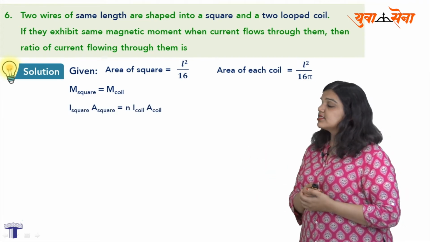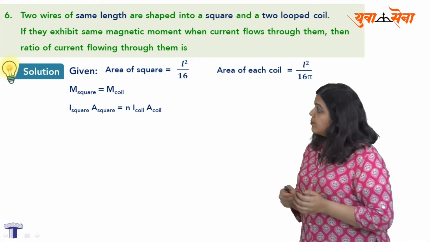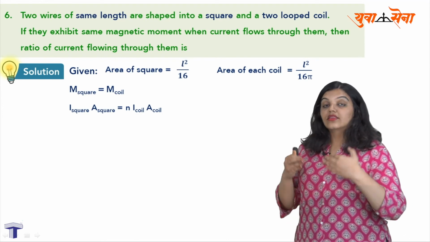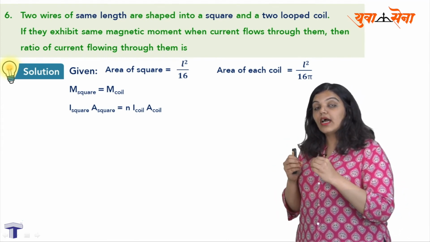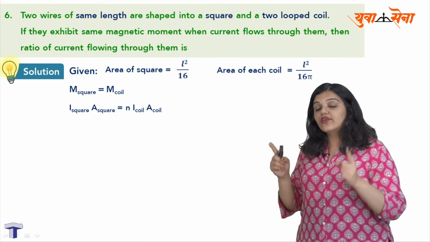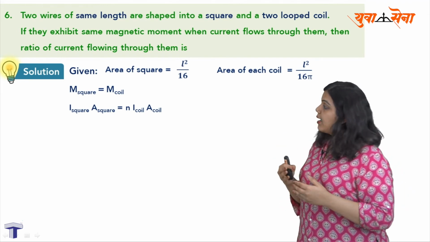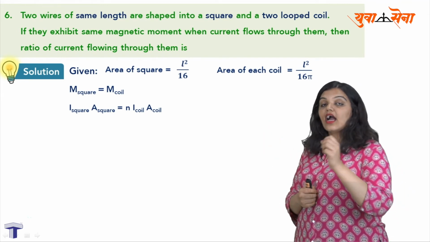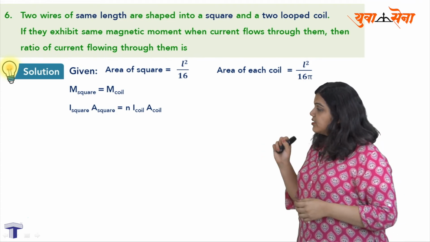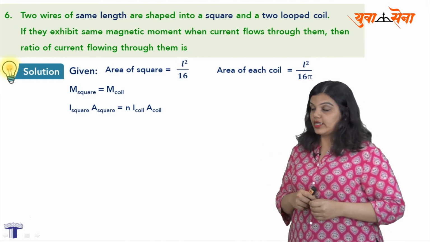In case of a square, it's a simple product. Current passing through the square into area of the square. But in case of a two-looped coil, it would mean that I have to keep in mind both the areas. That is, I have to keep in mind the area of the first coil plus the area of the second coil. And therefore, in general, if I have a figure which has n number of coils or n number of turns, I'm going to write down the magnetic moment as NIA, where n is the number of turns or number of coils, I is the current passing through the entire coil, and A is the area of each coil.